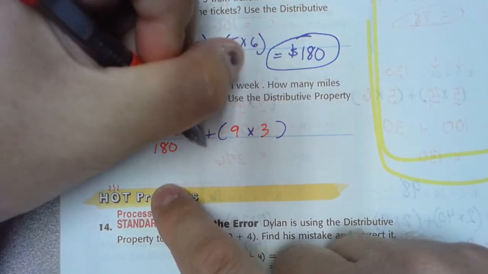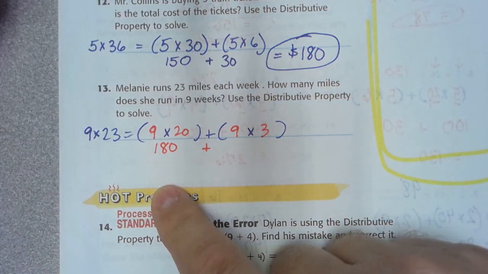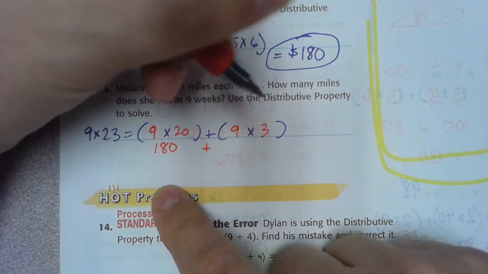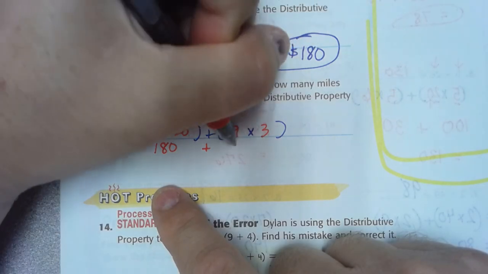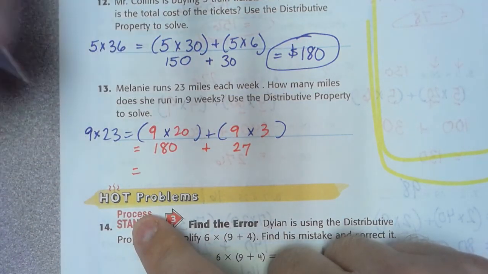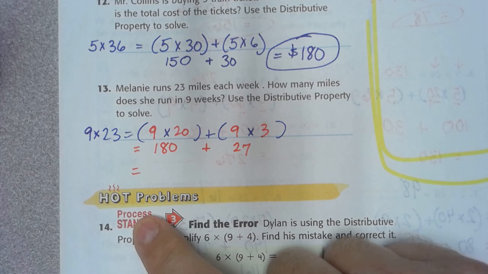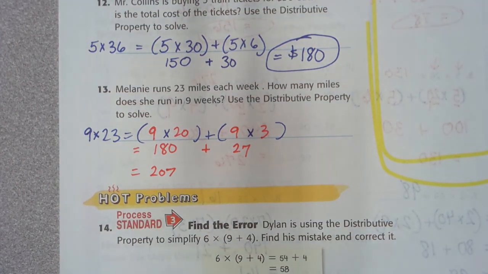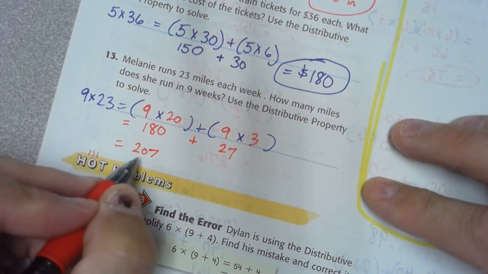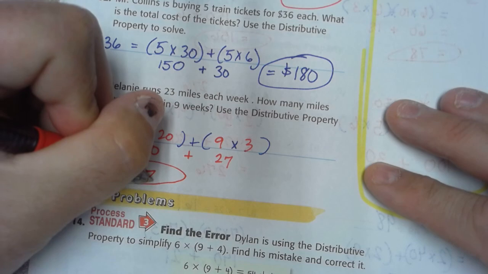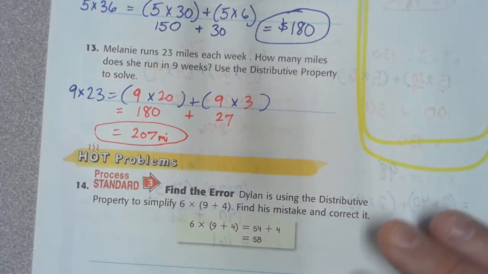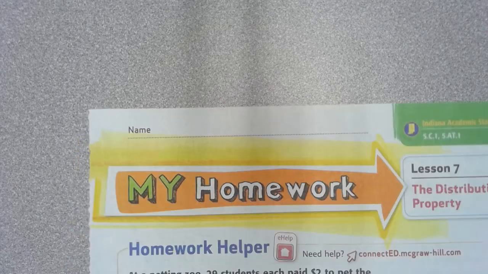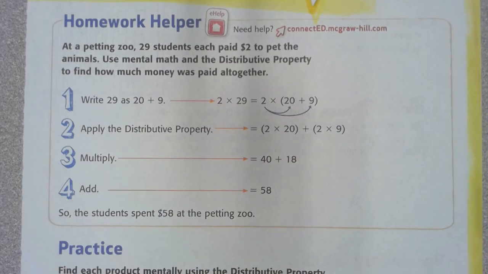Because 9 times 20 is 180, all right. Is what? 27, all right. And it's what? 207. All right, 207 is our answer. So it looks like she runs in 9 weeks 207 miles. How many of you feel pretty confident that you understand that problem?